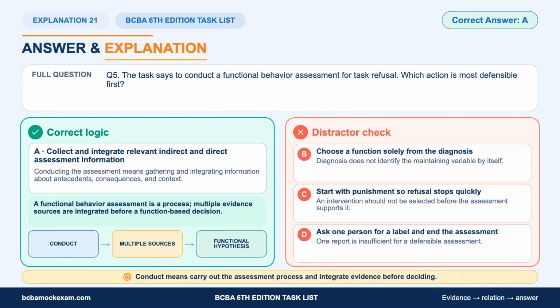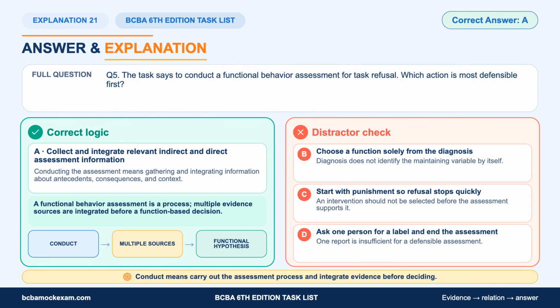This question resolves to A. Collect and integrate relevant indirect and direct assessment information. Conducting the assessment means gathering and integrating information about antecedents, consequences, and context. A functional behavior assessment is a process. Multiple evidence sources are integrated before a function-based decision. The tempting error is that the question asks for the assessment action, not the final intervention label.